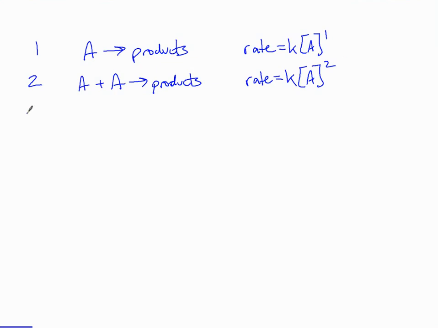The next one, it says the molecularity is also 2. It just means that there's 2 molecules that are reacting. A plus B yielding products. What is the rate law? Rate equals K, concentration of A, first power, concentration of B to the first power.